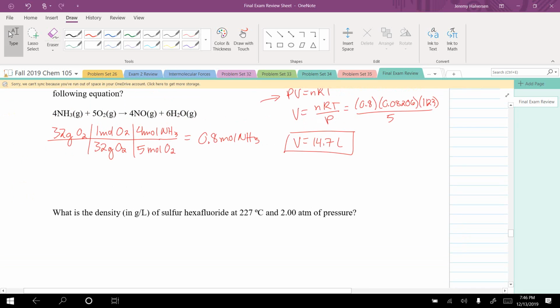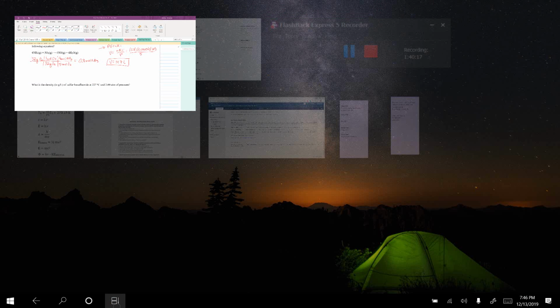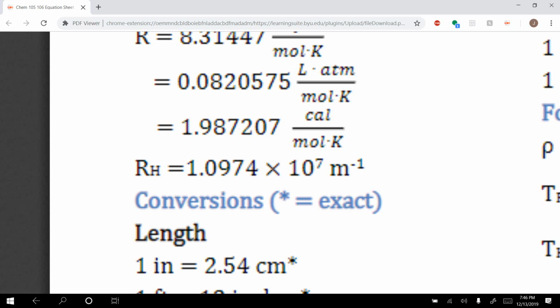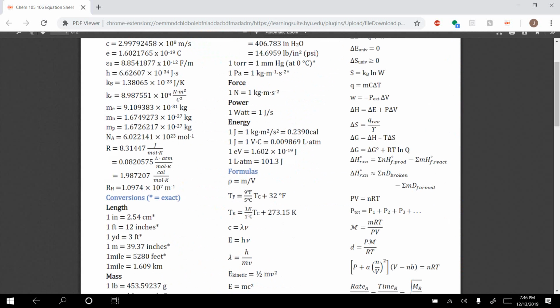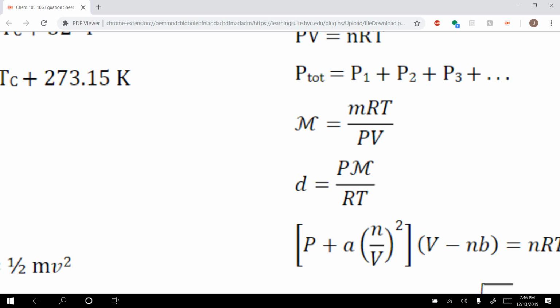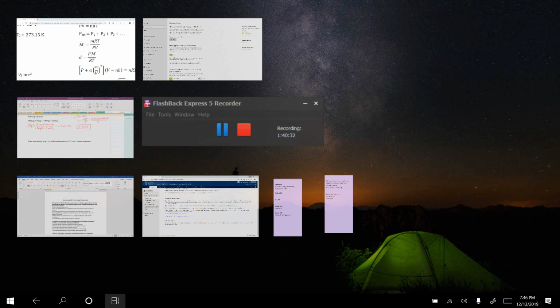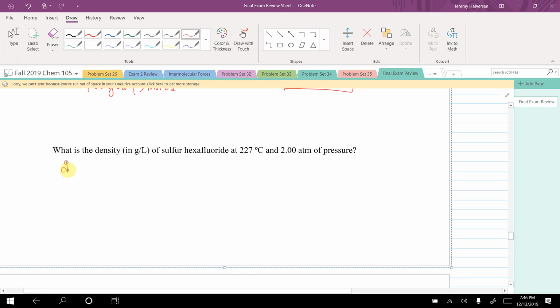All right, what's the density in grams per liter of sulfur hexafluoride at that temperature and that pressure? When you see density of a gas, you should think, thank goodness that I can get points for this problem. Because they gave you the equation for the density of a gas. And they added that this semester, so class is even easier. All right, density is PM over RT.